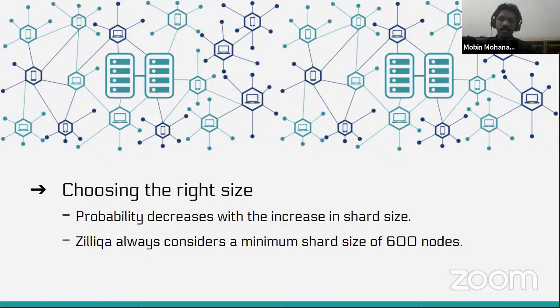So using the sampling method, the Zilliqa team has uncovered a minimum shard size of 600. When we use a shard size of 600 nodes, the probability of the malicious nodes taking over the system goes down to 1 in a million, which is much lower compared to the scenario where we divide 1,000 nodes into 10 shards. So that's how we're choosing the right size for sharding in the Zilliqa blockchain.